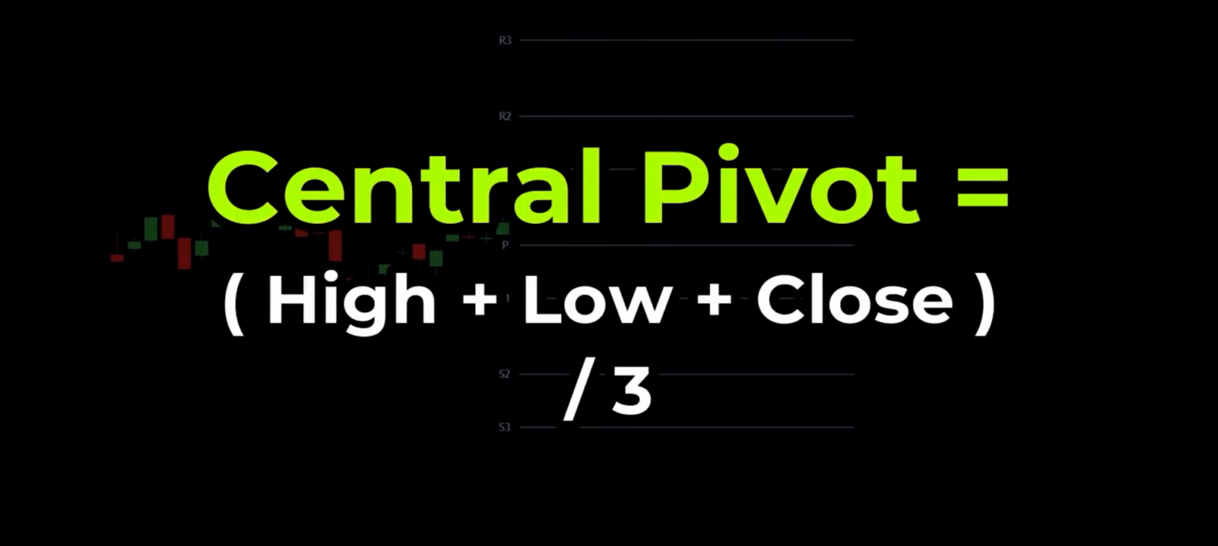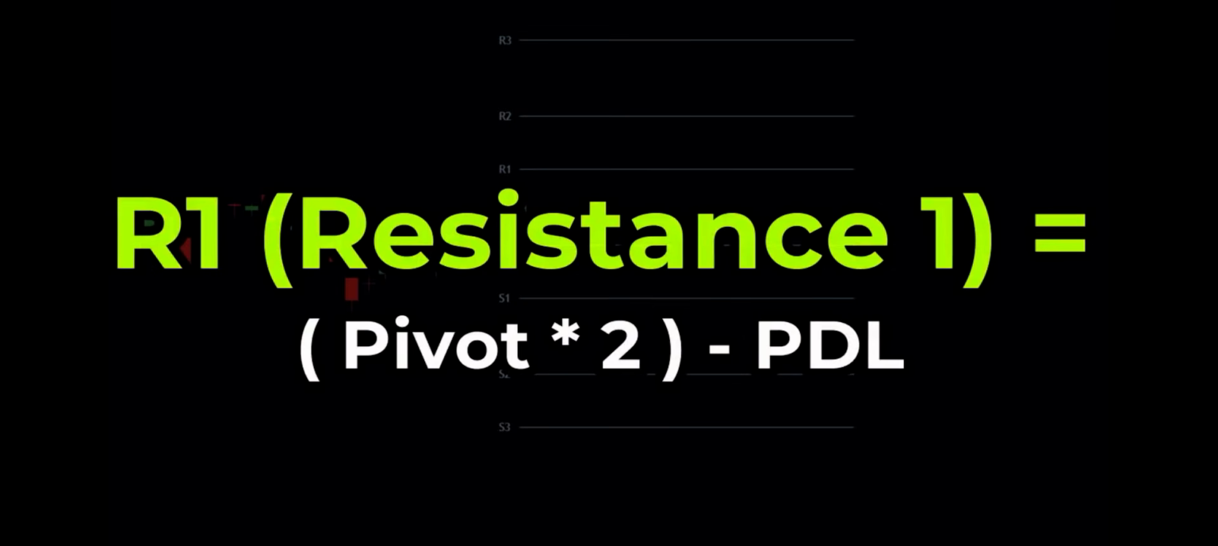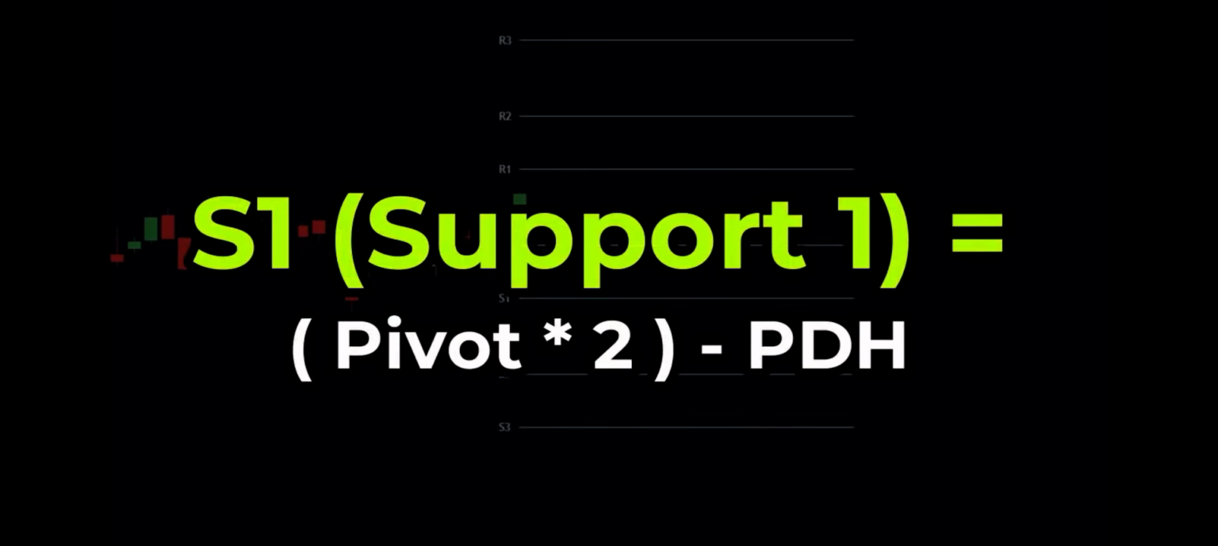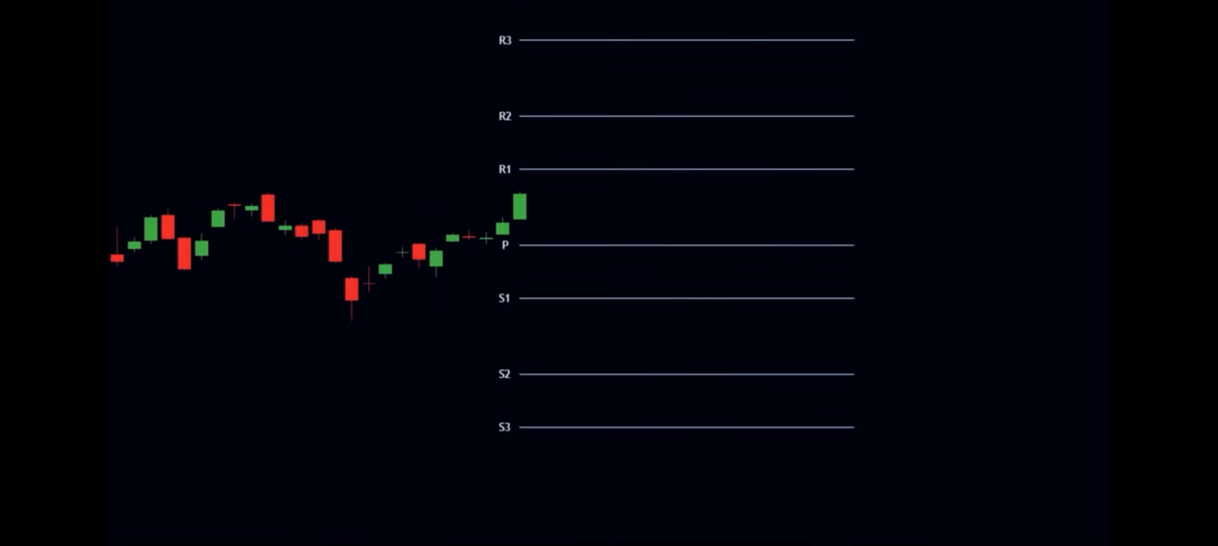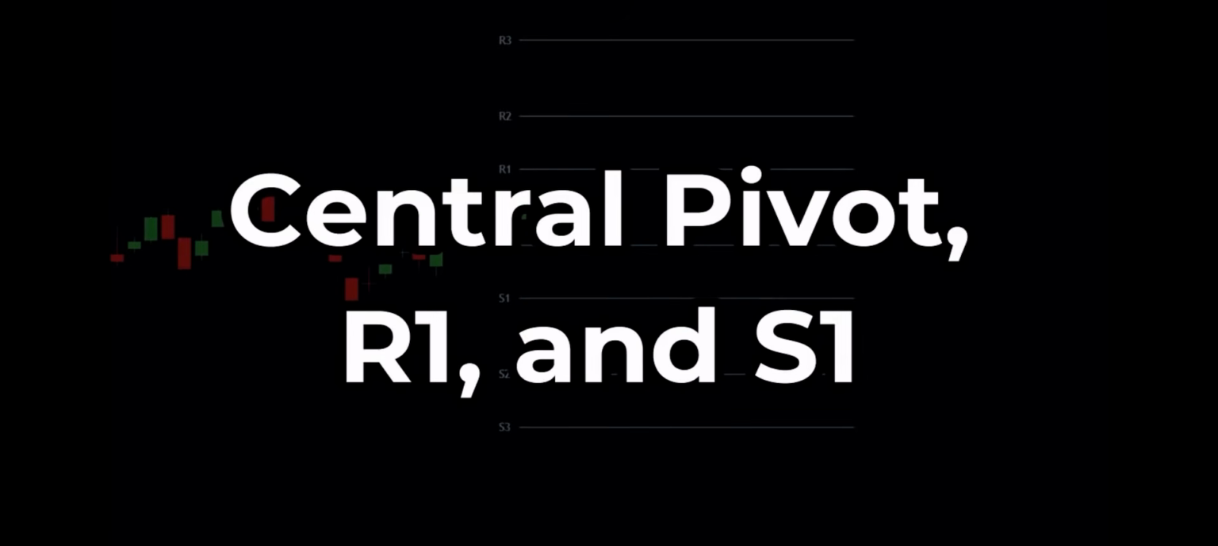The central pivot is calculated by adding the high, low, and close of the previous day and dividing it by 3. In other words, it is the average of the high, low, and close of the previous day. The R1 is calculated by multiplying the pivot by 2, and then subtracting the previous day low from it. Similarly, the S1 is calculated by multiplying the pivot by 2, and subtracting the high of the previous day from the result. Now, I could show you the calculations of all the levels, but in this strategy, we will only use the central pivot, R1 and S1.